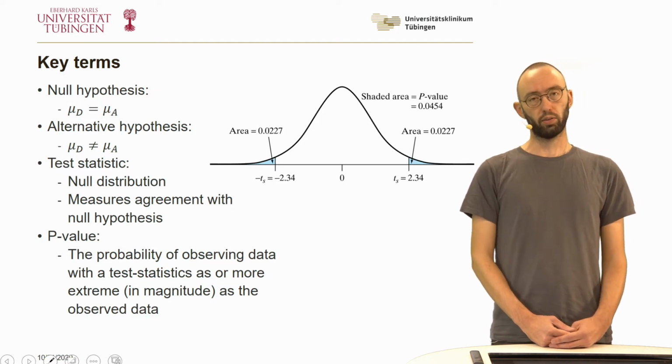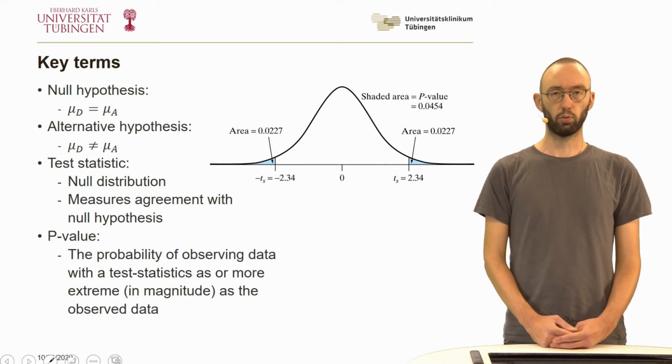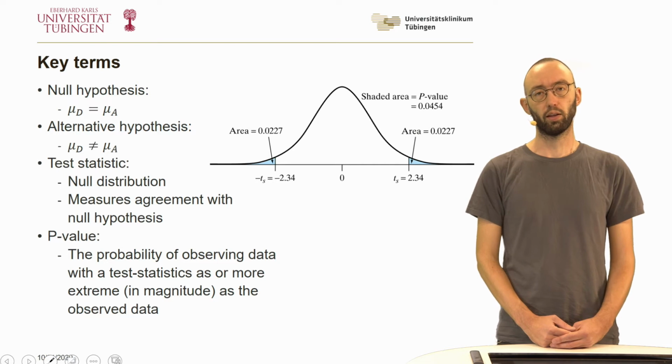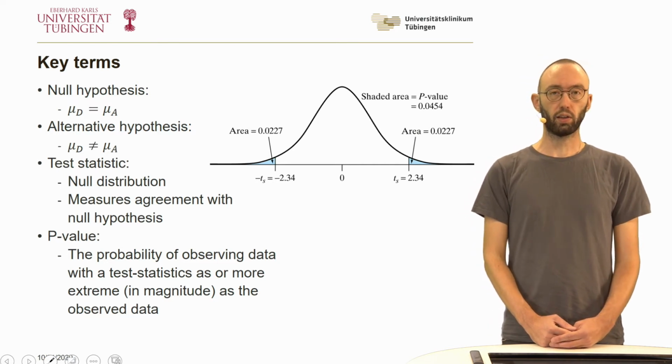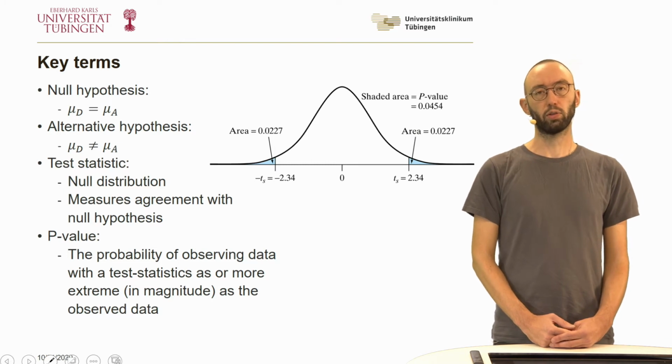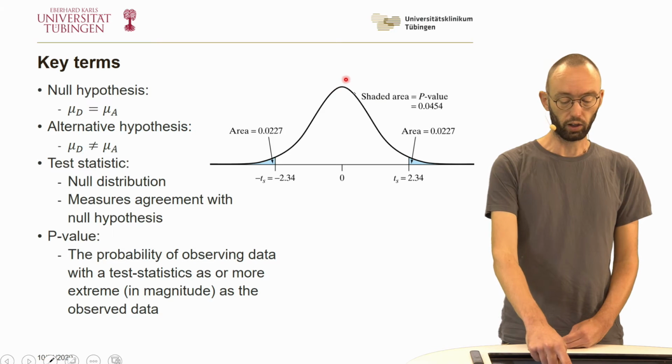We use this null distribution to compute a p-value. And we defined the p-value as the probability of observing data with a test statistic as or more extreme in magnitude than the observed data. This is also shown in this graph again.